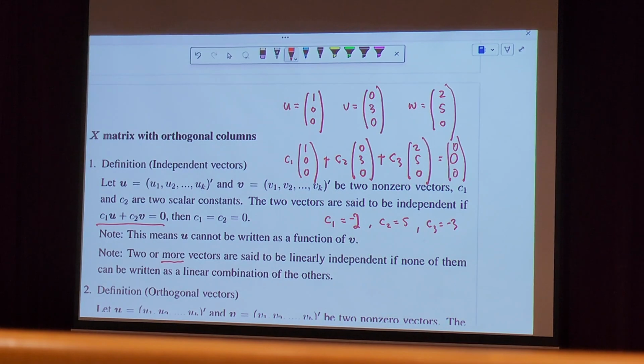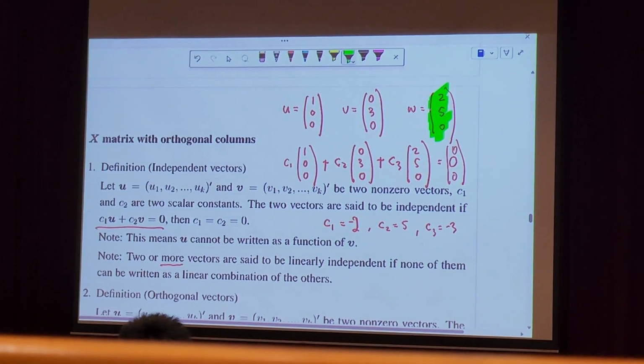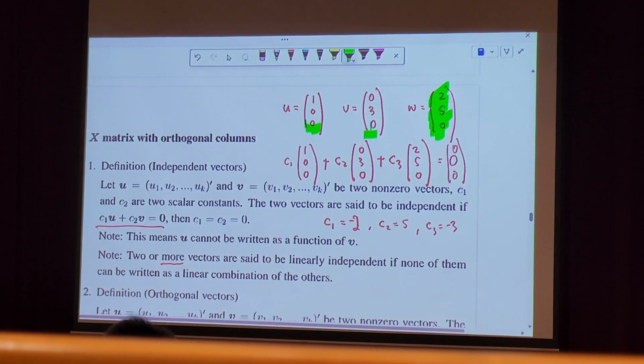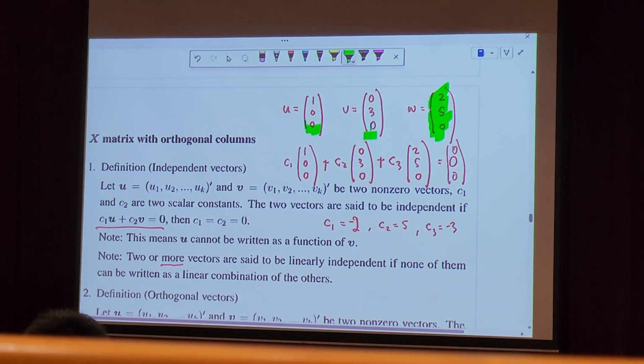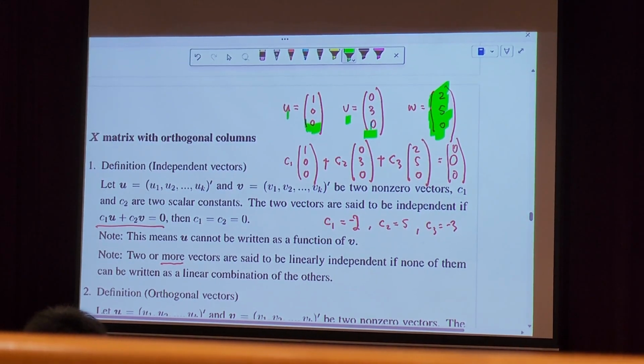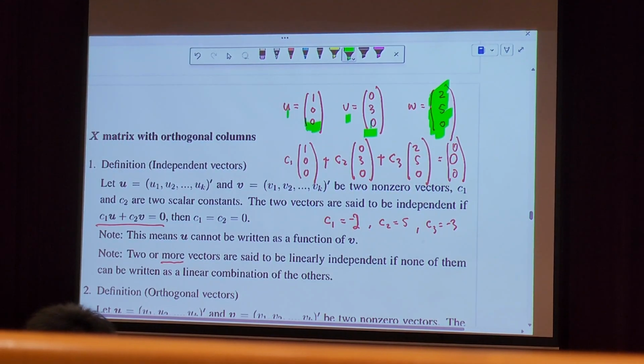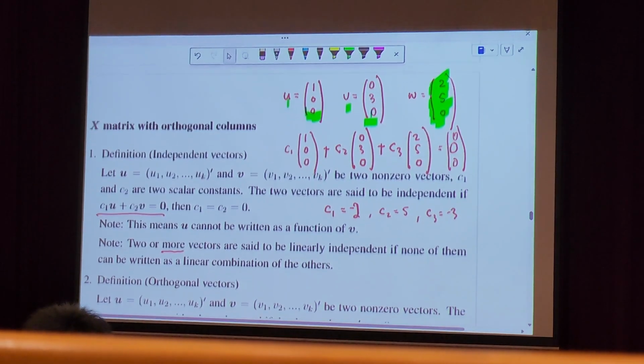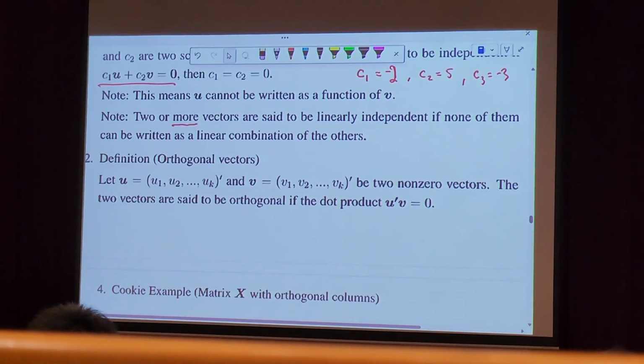So here's an example where the three vectors are not linearly independent. You can have two of them independent, but three together, they are not, because you can actually get this one from a linear combination of these two. You can choose some C1 and C2 to get that. For example, multiply U by 2, multiply this by 5/3, and you will get this vector. So if you can get one vector as a function of the other two, then they are not linearly independent. Okay, very simple.